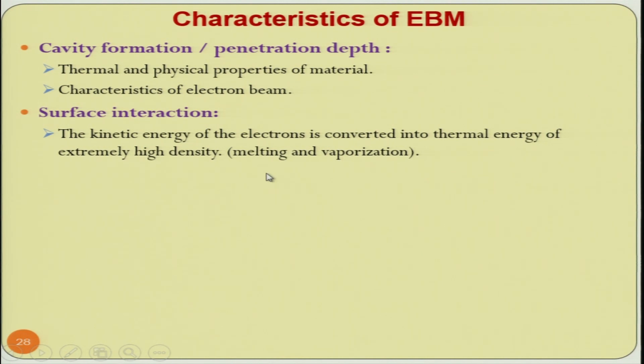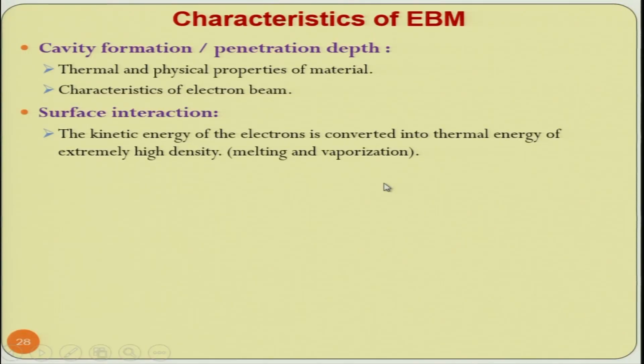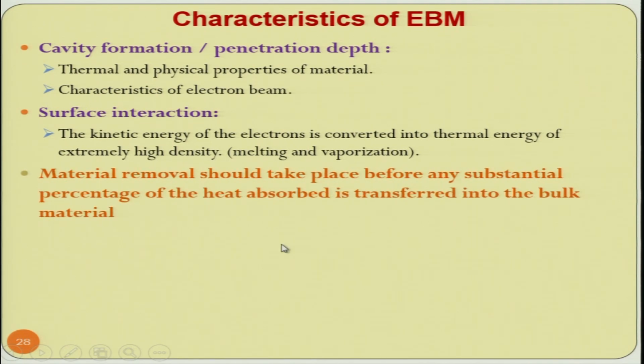Now, the energy is very high, so that it is able to melt the workpiece surface, and not only melting, but vaporization also takes place. And the major mechanism of material removal is by vaporization. First melting takes place, and then the material gets vaporized and then goes out of the cavity.